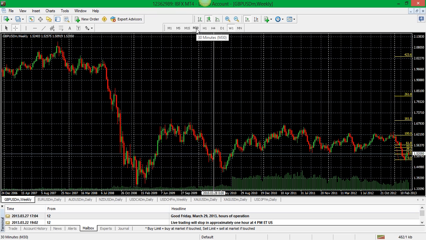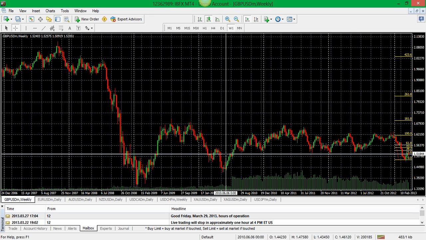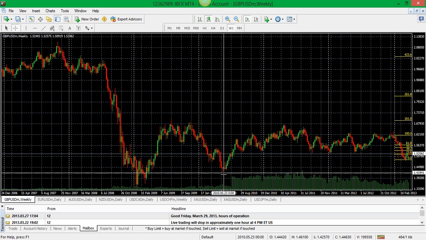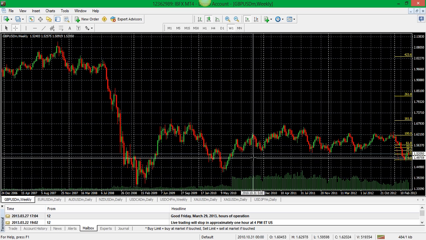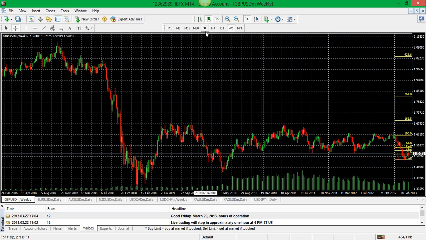But two, I also understand that it broke support, and by no means do I want to go against that as it breaks that support. And we can see the next support is down here. But it did move a very, very large amount.